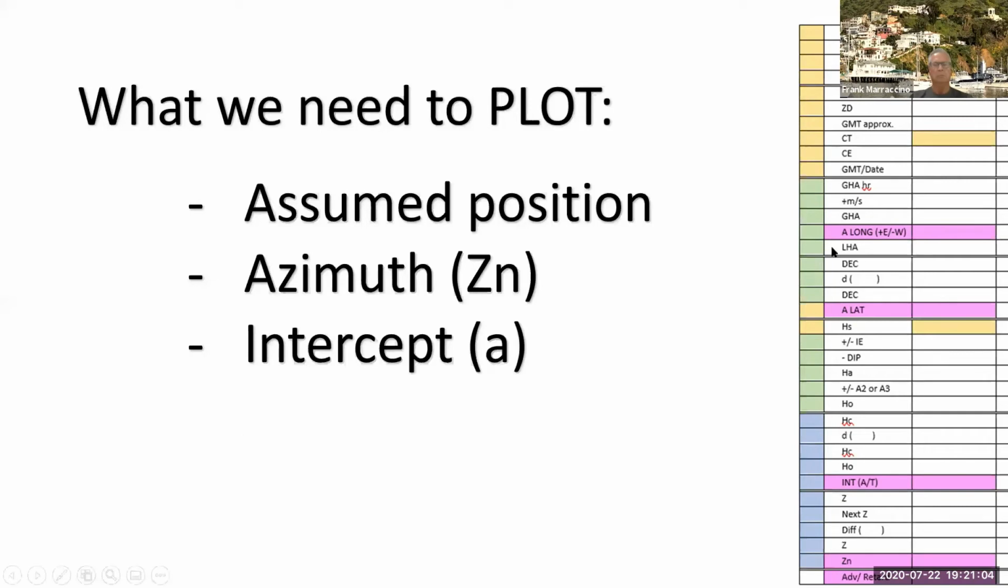So, a little bit of review from last week, going back to what we need. This is our site reduction form. We needed our assumed longitude and assumed latitude. That's our assumed position. And then we need our intercept and our azimuth to plot. What that intercept is, is the difference between the calculated altitude and the observed altitude. But we haven't quite gotten to the observed altitude yet.